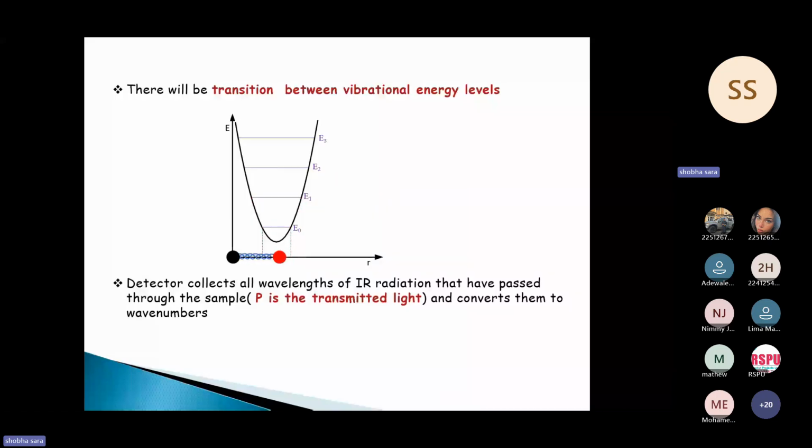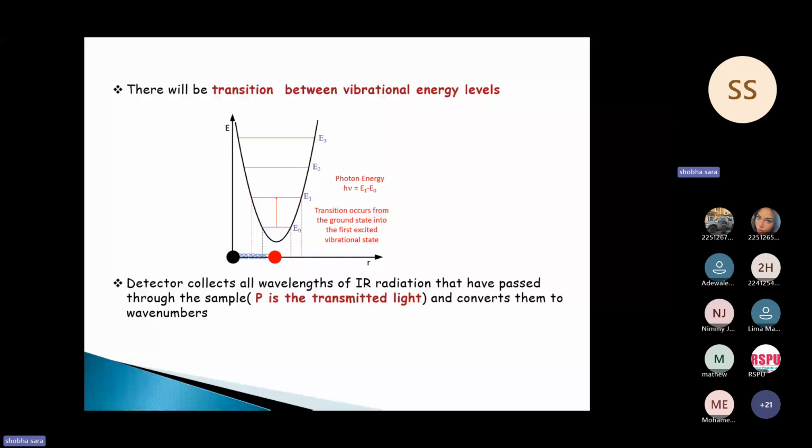Ideally, for a simple harmonic oscillator, only this transition is allowed, ground to the first excited state. But our compound won't act like a simple harmonic oscillator. Because of that, there will be transitions to higher energy levels like E2, E3, and I will come back to that later. They are not fundamental; they will be integral multiples of the fundamental vibration. That is why we get a complex FTIR spectrum. And then all the wavelengths that have passed through the sample go to the detector.